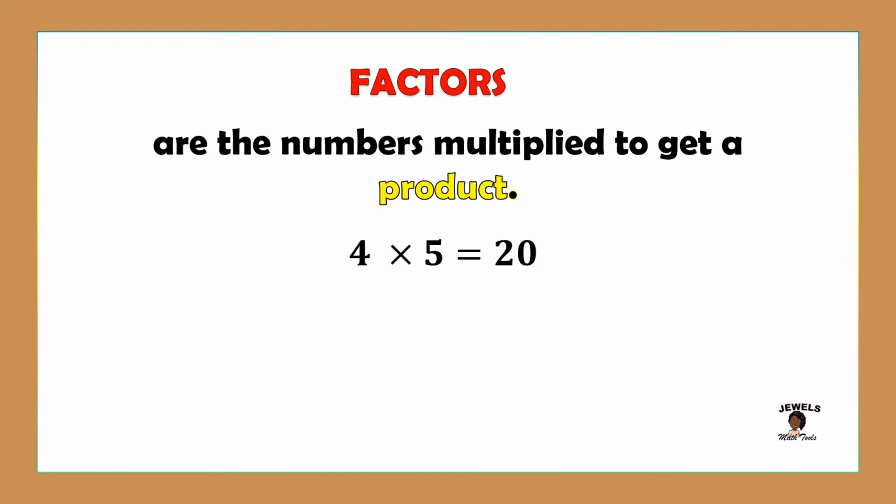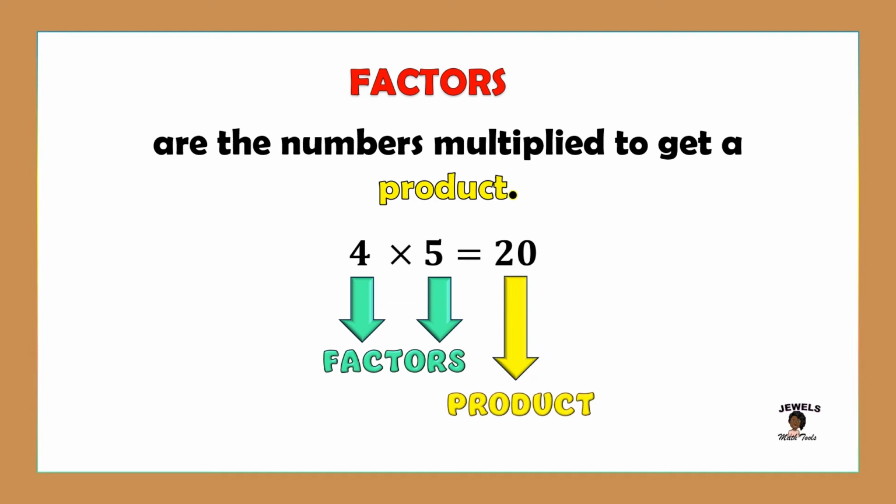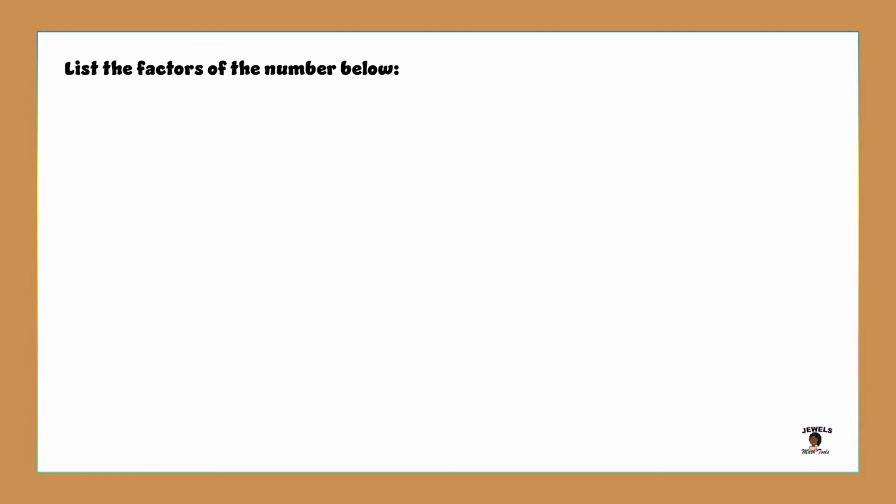In my multiplication question, I have 4 times 5 equals 20. In this question, 4 and 5 are what we call the factors. These are the numbers that are being multiplied together. And because 20, which is the answer, is the product, then that means that my numbers 4 and 5 are factors of my product 20. So let's see how we list our factors using this information.